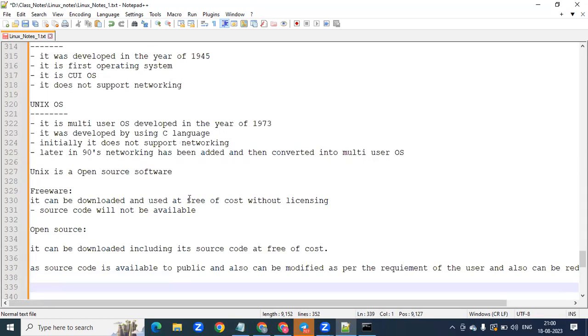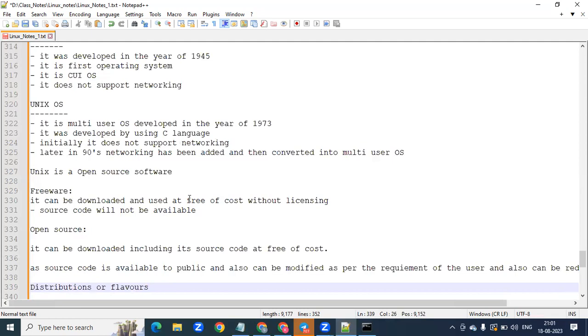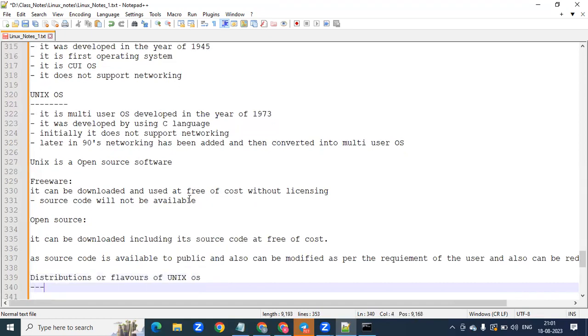As Unix is open source software, many companies took it, modified some features, and finally gave their own names. There are some distributions of Unix which are most important. Distributions or flavors of Unix. Distributions are a most important interview question. Distributions or flavors of Unix OS.